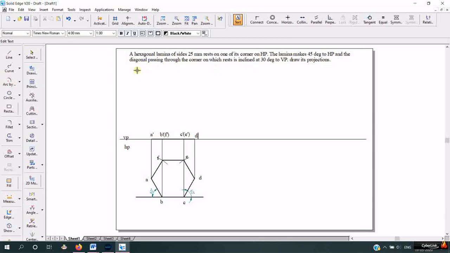The lamina makes 45 degrees to HP, the corner on which it rests. And the third position is VP: the diagonal passing through the corner on which it rests is inclined 30 degrees to VP. So let us consider this afterwards.